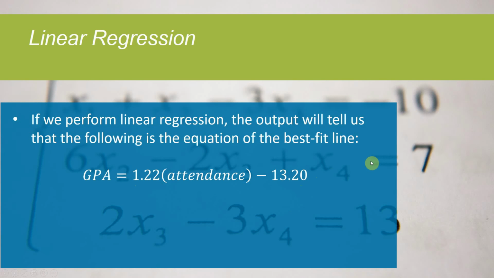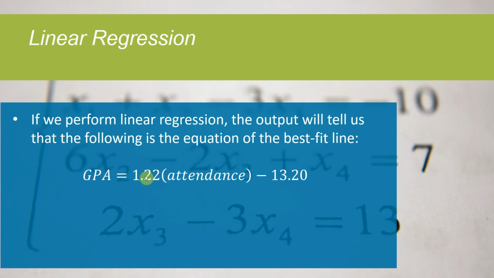What does this mean? Well, first we look at the sign. The sign of the slope is positive. This means that when attendance increases, GPA tends to increase. So now we have mathematical evidence that shows us that increasing values of attendance will result in increasing values of GPA. The other piece of information comes from the magnitude.